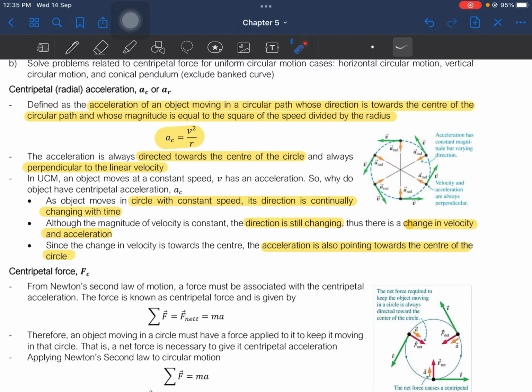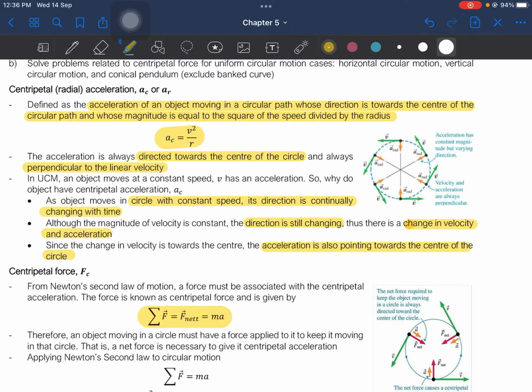Okay, now centripetal force. Centripetal force, which is Fc. From Newton's second law of motion, a force must be associated with the centripetal acceleration. When there is acceleration, there will be a force, and when the object has mass, it will be experiencing a force. That force is the centripetal force, which is F equals ma.